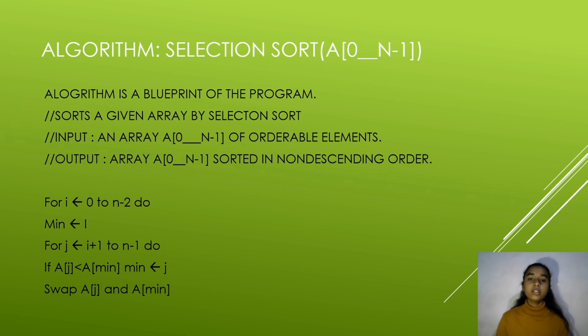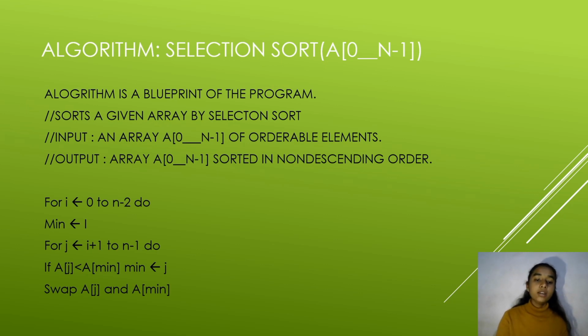Let's see the algorithm for selection sort. What is an algorithm? Algorithm is a blueprint of the program. Sort a given array by selection sort. For solving the selection sort, we have to give the input: an array A of 0 to n minus 1 of orderable elements. If we give that input, the output will be array A of 0 to n minus 1 sorted in non-descending order, that is ascending order.